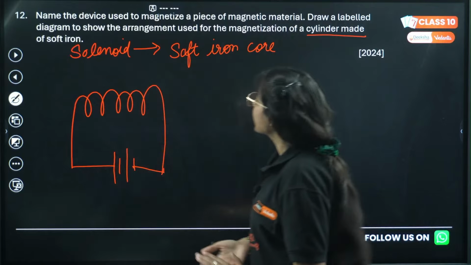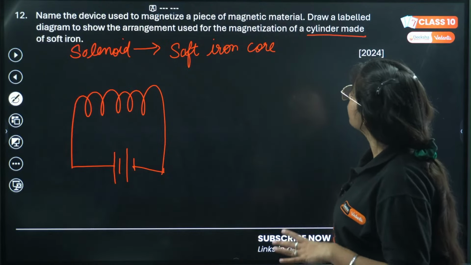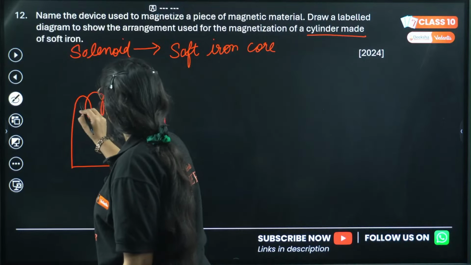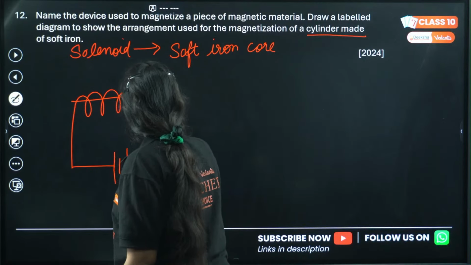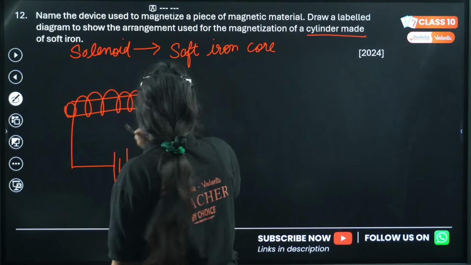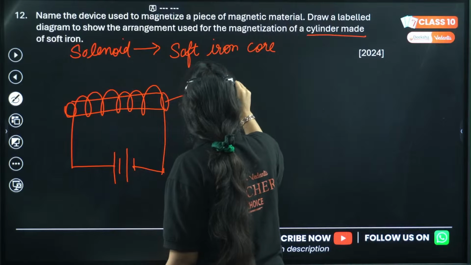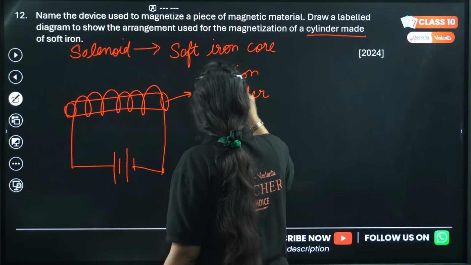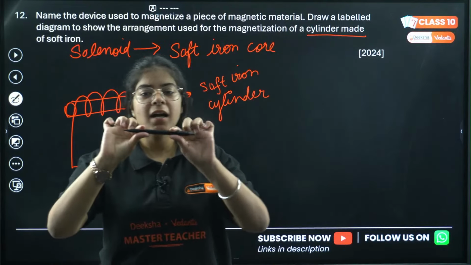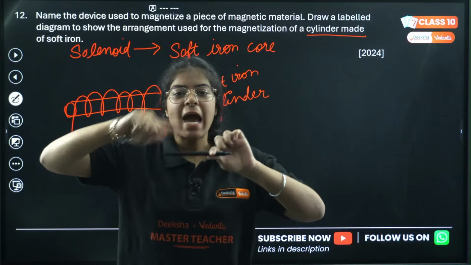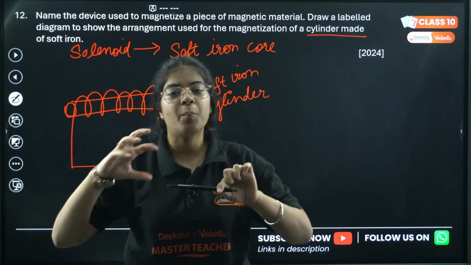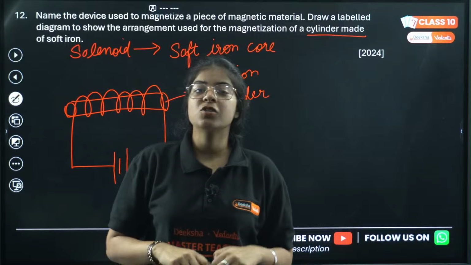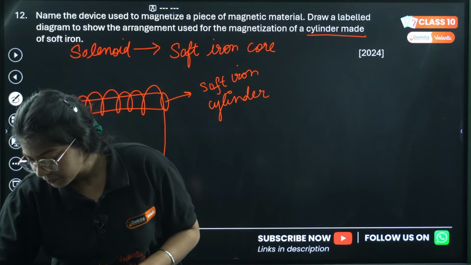Okay. Let's see the second part. Draw a label diagram to show the arrangement used for the magnetization of a cylinder made of soft iron. So simply this is the circuit. You just place a soft iron cylinder. Correct. This is a soft iron cylinder which we place inside a solenoid. So what we'll do is we'll take a soft iron cylinder and we wrap insulated copper wire on that soft iron, and when we pass the current through it, the soft iron will get magnetized. Correct?